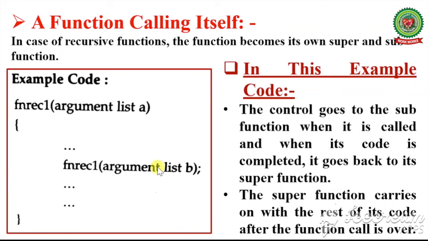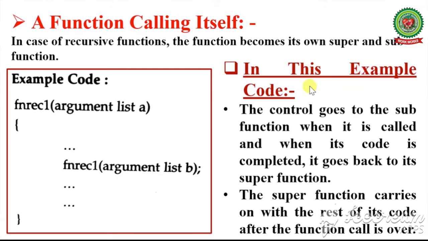The next topic is a function calling itself. Now, this is the case of recursive function, in which the function becomes its own super and sub function. Let us see this example code, in which a function is there named FNREC1, and there is the argument list A. And in the same function means in its function body we are calling the same function again. This is known as recursion.